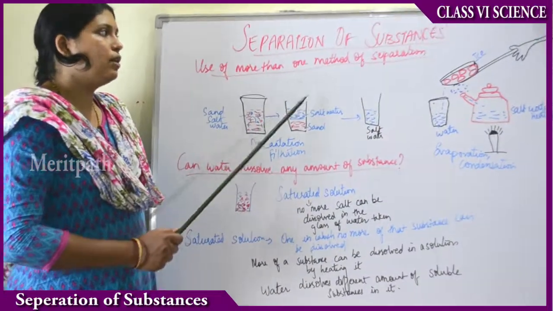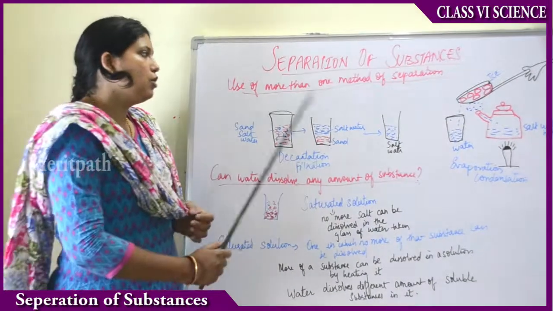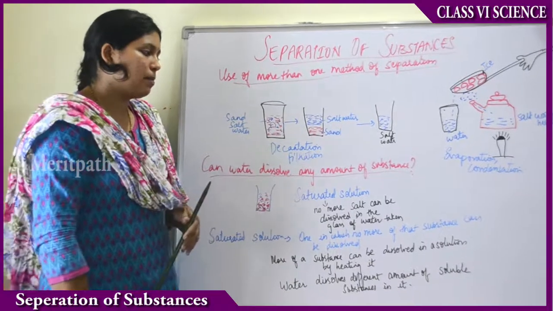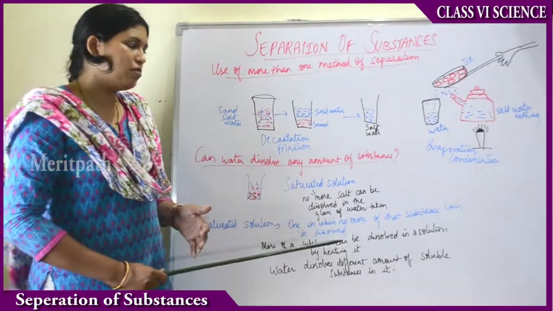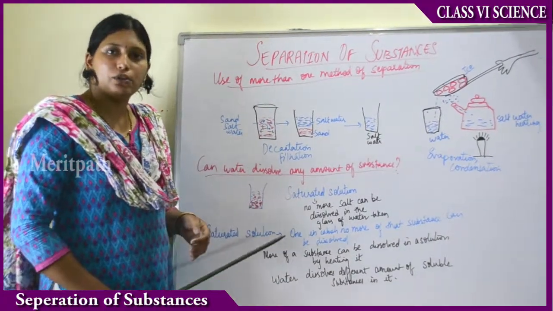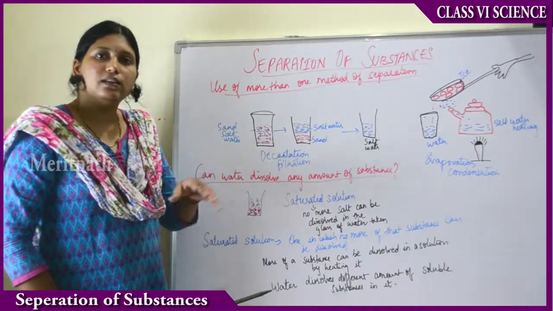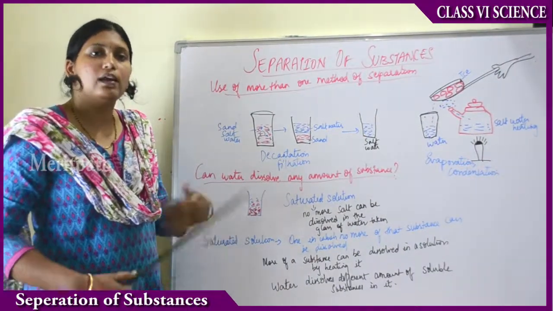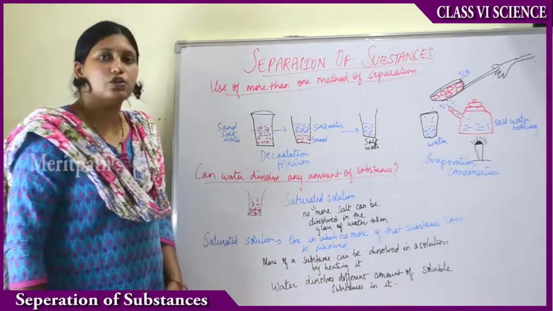So this was about the separation of substances. You have read the single methods of separation. You have read more than one method of separation, and you have understood what is saturated solution and what happens when saturated solutions are heated. Saturation is directly proportional to temperature. That is the reason saturated solutions are heated, and then more sugar or salt gets dissolved in the heated solution. So that was about the chapter separation of substances.